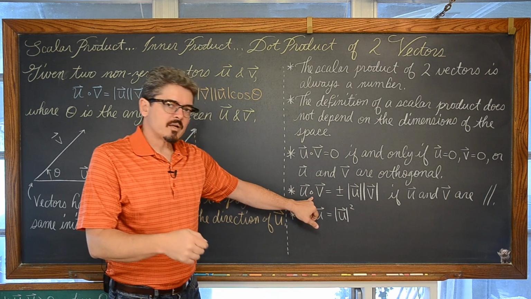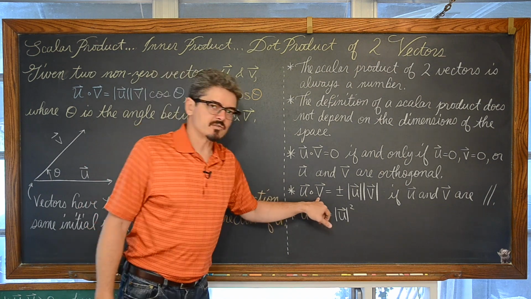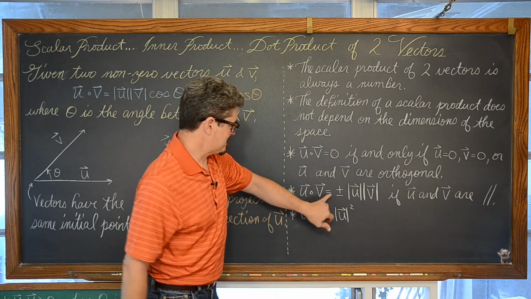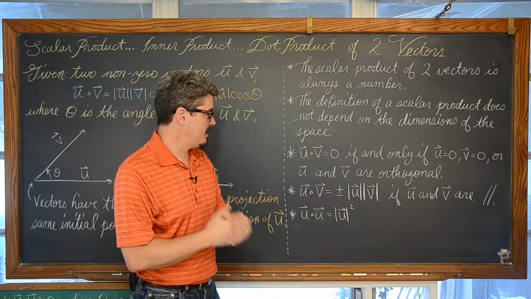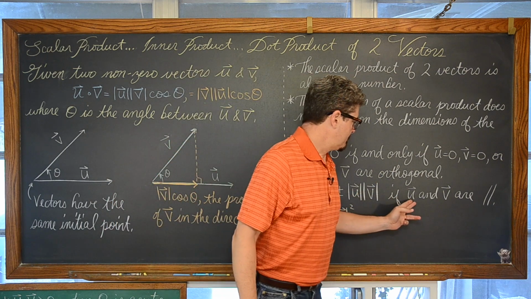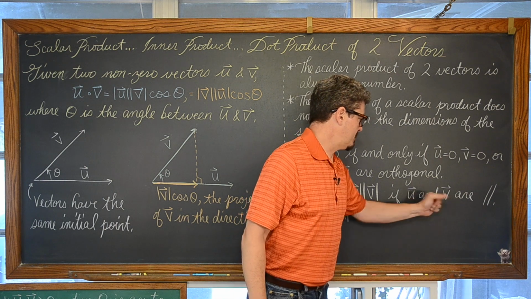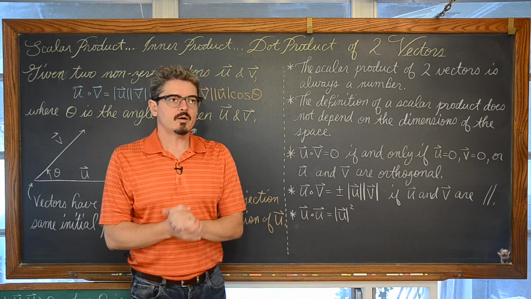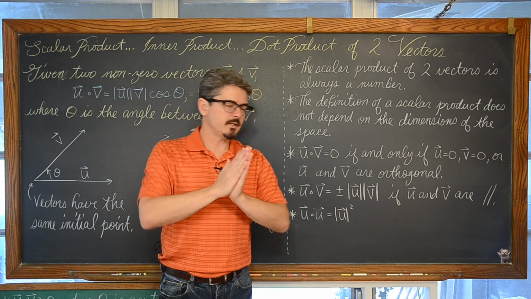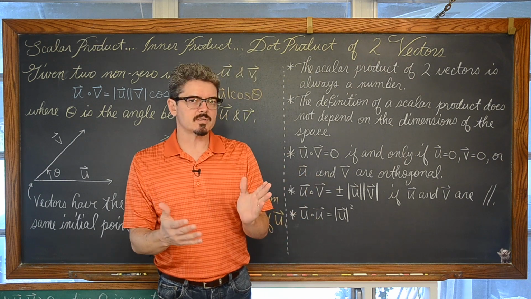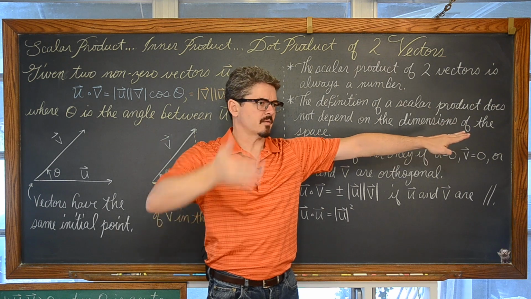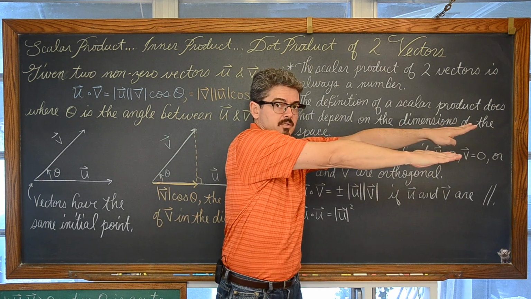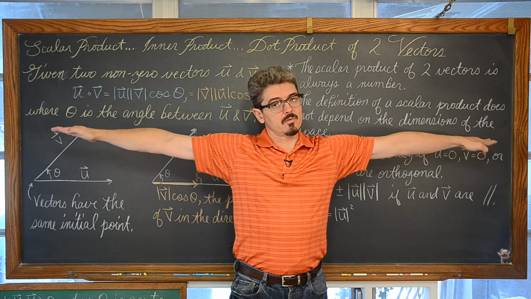The scalar product or inner product of vector u and vector v, I'm going to try and cycle through these 3 names, is equal to plus or minus the magnitude of vector u times the magnitude of vector v if vector u and vector v are parallel. Now parallel is a little bit more open than two vectors going in the same direction. Vectors, which are directed line segments, can be parallel when they go in the same direction. They can also be going in opposite directions.